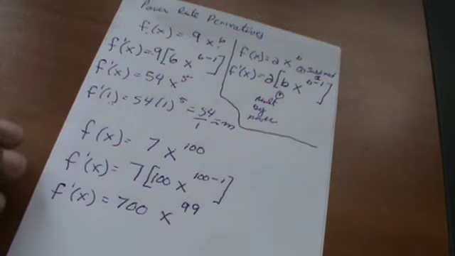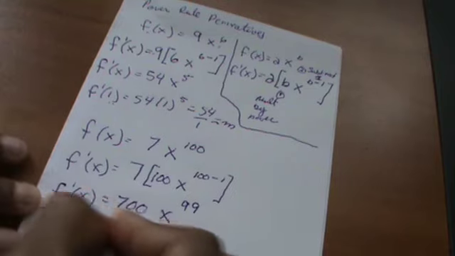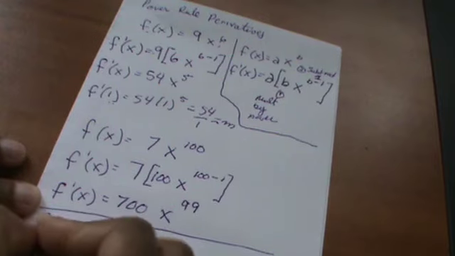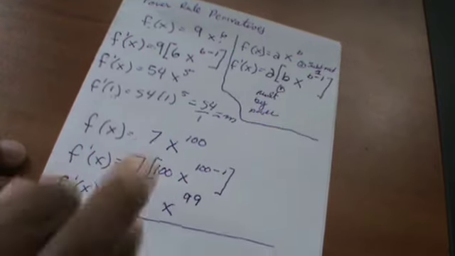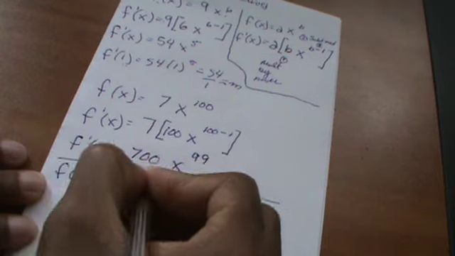All right, so what would happen if I had something like this? F of x equals 12x.